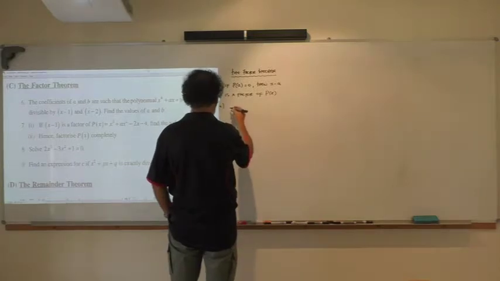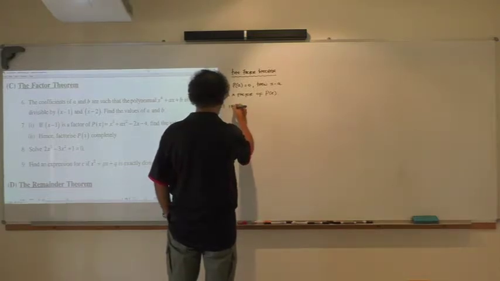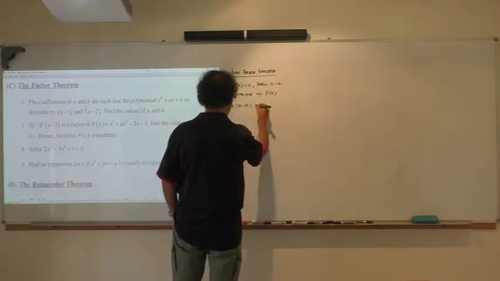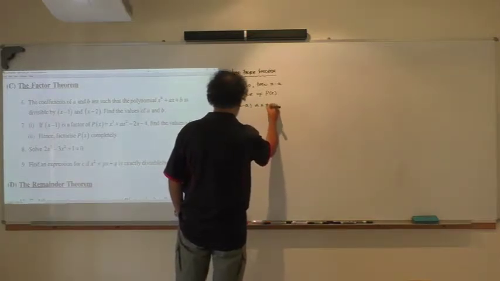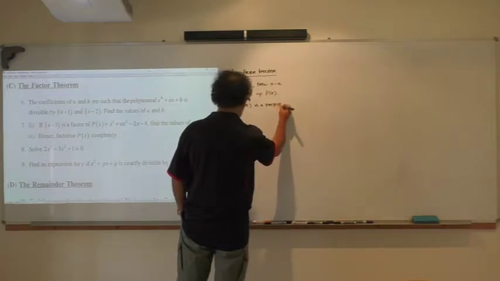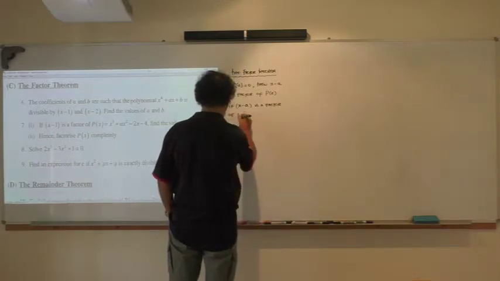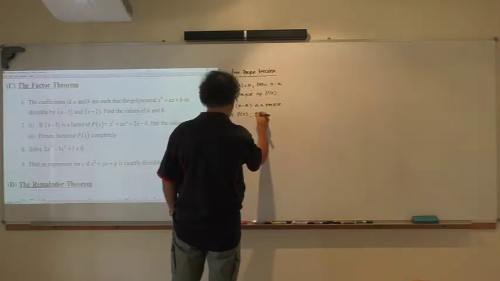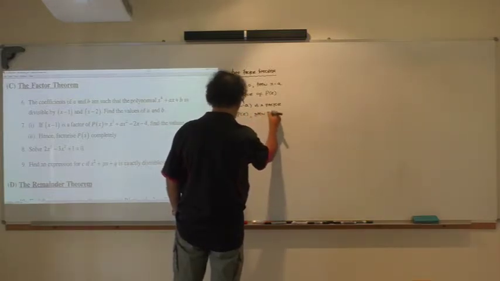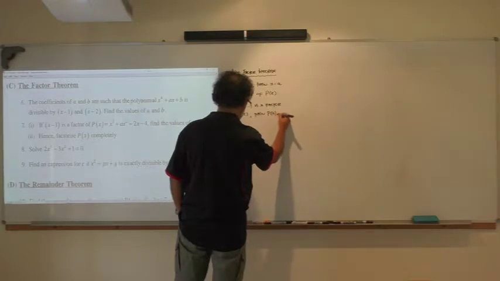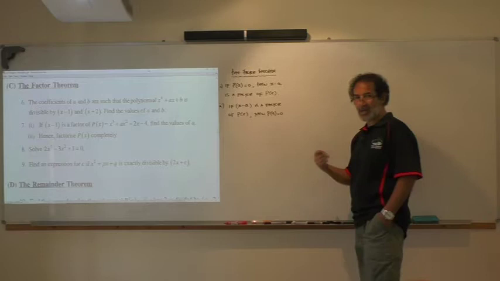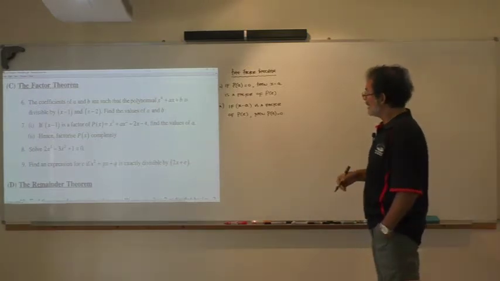So we say this: if x minus A is a factor of P of x, then P at A is equal to 0. So it can be used in both ways.